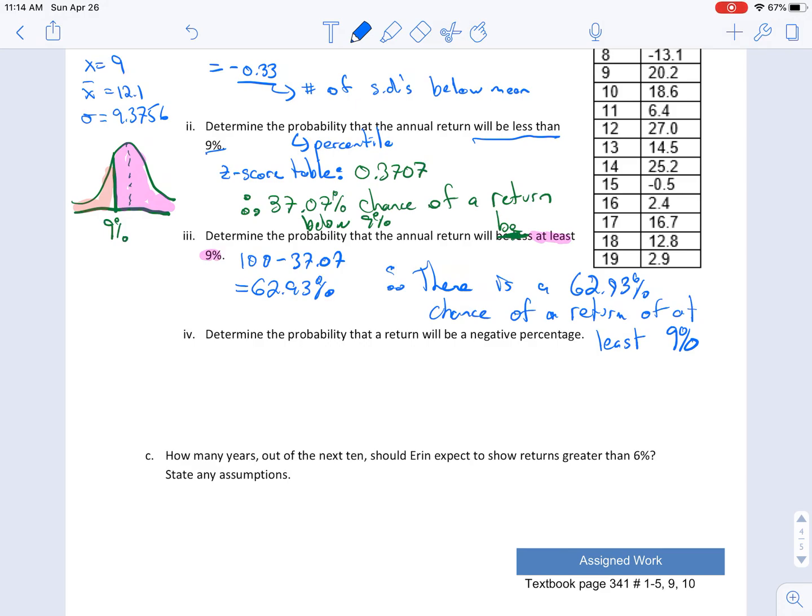So the next one, kind of similar. It says determine the probability that the return will be a negative percentage. A negative percentage meaning that you've lost money. So if we want to, we can think of the X value being at 0%. I'm going to take that and use my Z-score table. My Z-score, again, is X minus the mean divided by the standard deviation. So I plug that in and I get a negative 1.29 Z-score. That means I'm 1.29 standard deviations below the mean.